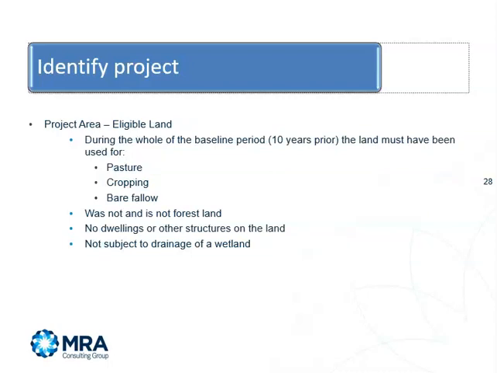Any activities carried out must be carried out on eligible land. You will have to nominate the areas of land you wish to carry out the activity and carefully map the project area. The project area must meet the following requirements: during the whole of the baseline period, 10 years prior, the land must have been used for pasture, cropping, bare fallow, was not and is not forest land, no dwellings or other structures on the land, not subject to drainage of a wetland. Parcel of land within your nominated project area that doesn't meet these requirements must be excluded.